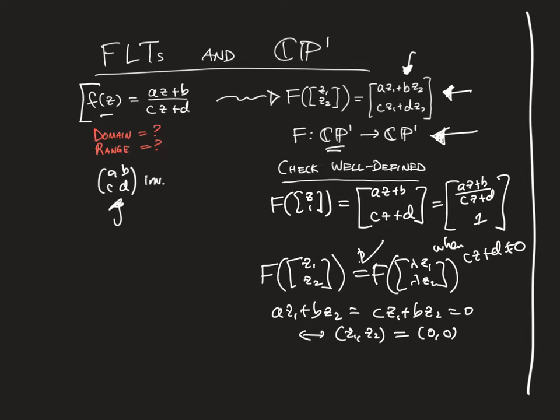It maps from CP1 to CP1, and I don't have to worry about what the domain and range are as I would in the case of the complex numbers. I don't have to make special cases. And it's clear, given one of these, you can convert it back the other way just by following a procedure similar to this.